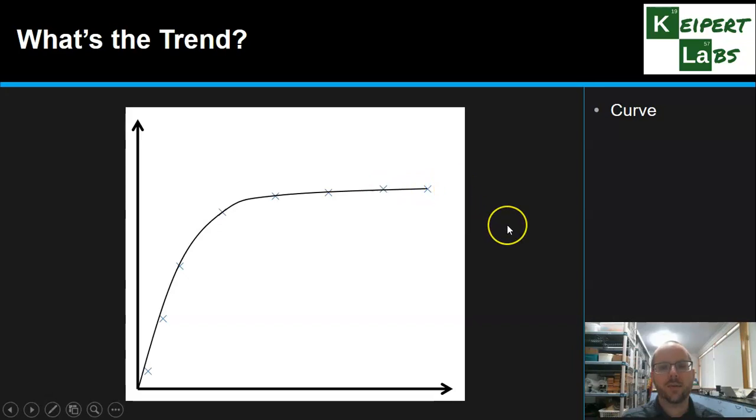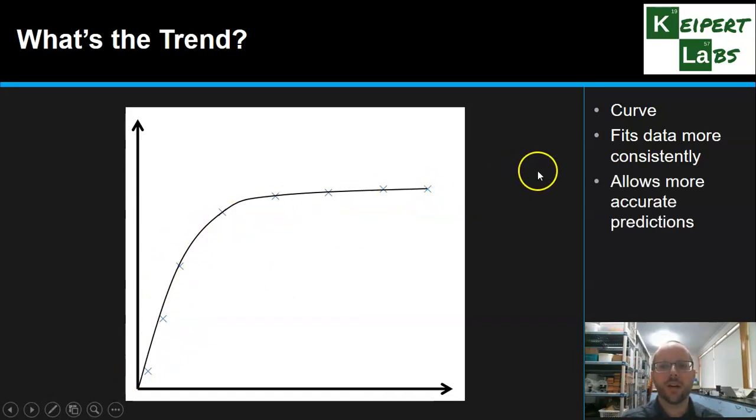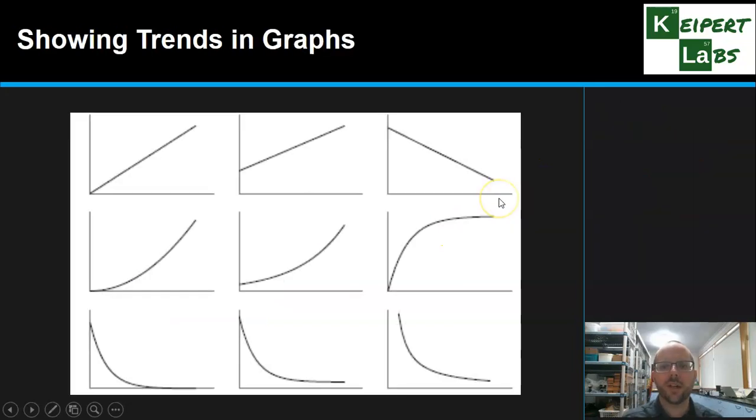So it levels off to almost horizontal. This pattern fits the data much more consistently. It's a much more faithful representation of what's really going on here. Okay, and it also allows more accurate predictions, between these points and beyond. To actually say, all right, what happens if we keep going? What happens if we picked somewhere in between? What would we notice? What could we predict?